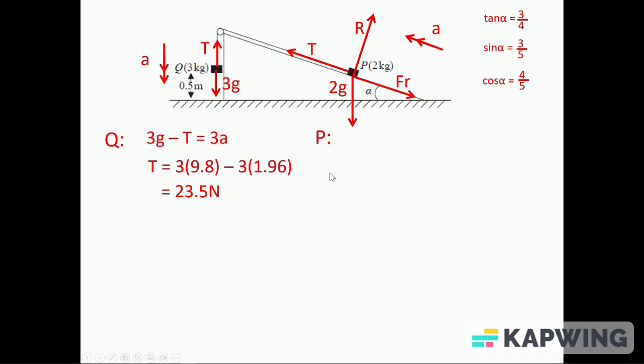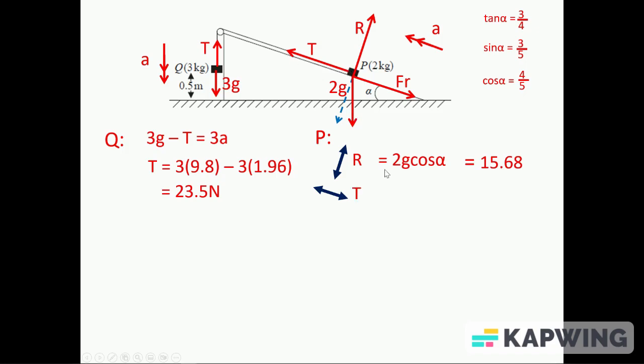And then for P, if I look at the forces perpendicular to the slope, I can find out what R is. R is going to be equal to the component of the weight perpendicular to the slope, which is 2g cos alpha. If I put cos alpha is 4/5 in, and g is 9.8, I get 15.68. Looking at the forces parallel to the slope, it's accelerating, so doing an equation of motion, F equals ma.